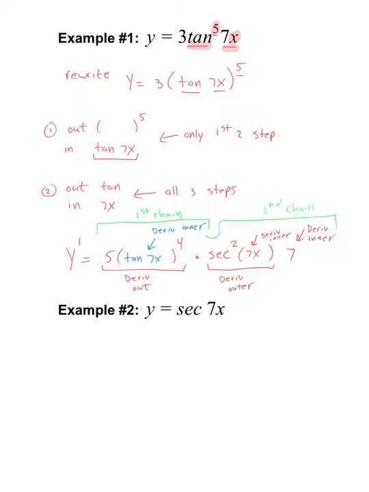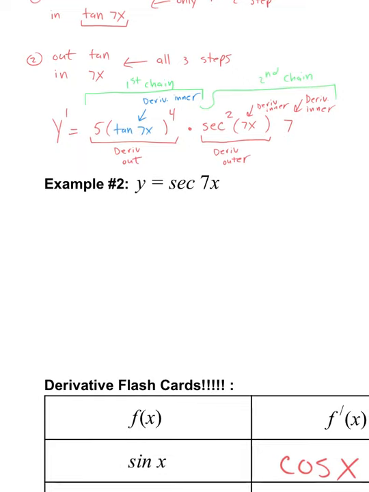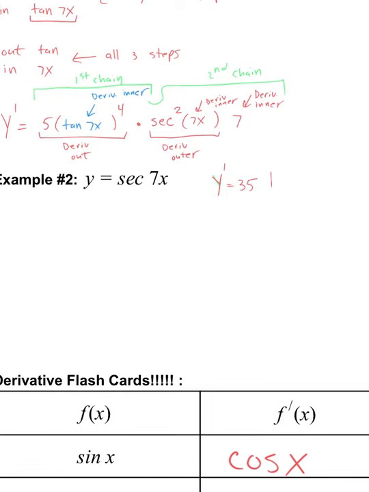Okay, now to simplify this, you need to put the 5 and the 7 out front. All right, so I'm just going to sneak it in down here. We have 35. All right, and then what's left? Well, we have a tangent of 7x all to the 4th, and we have a secant squared of 7x. All right, there you have it.